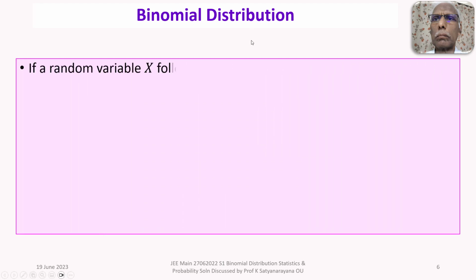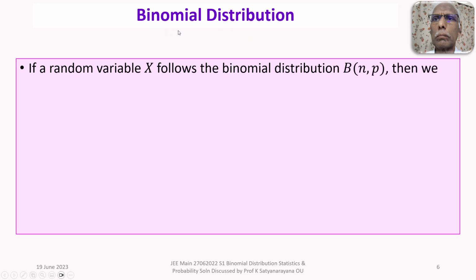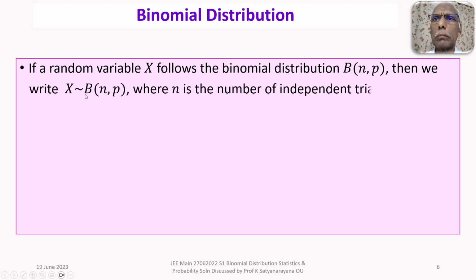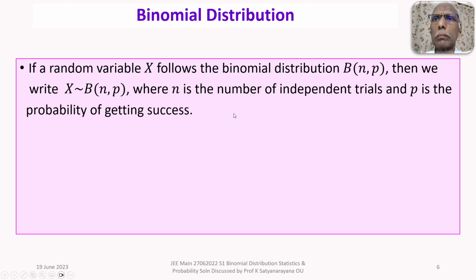Now, before entering into the discussion of the problem, let's see the binomial distribution. If a random variable X follows the binomial distribution B(n, p), then we write X is equivalent to B(n, p), where n is the number of independent Bernoulli trials and p is the probability of getting success. Agreed? This is what we know.